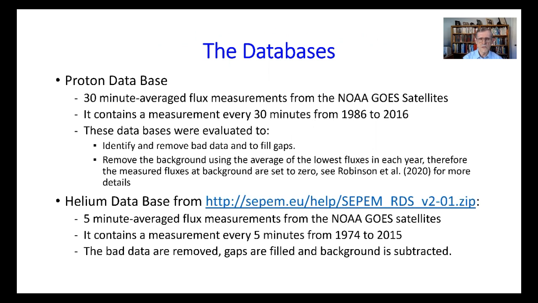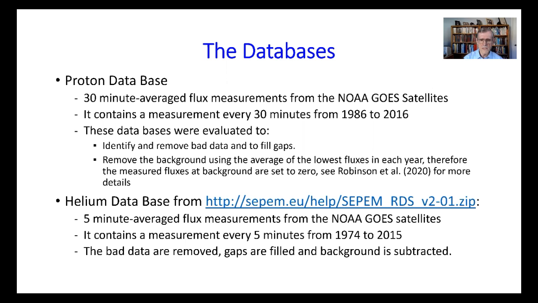The databases we used are shown here. The proton database consists of 30-minute averaged flux measurements from the GOES NOAA satellites. So there's a flux measurement every 30 minutes from 1986 to 2016. We identified and removed the bad data in the GOES data set, and we filled the gaps, and then we subtracted the background from the GOES data.